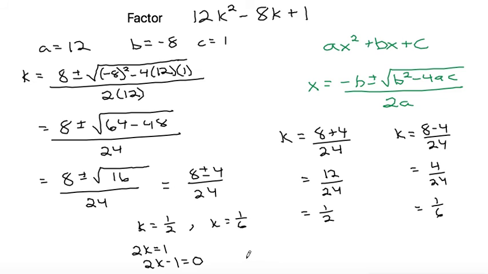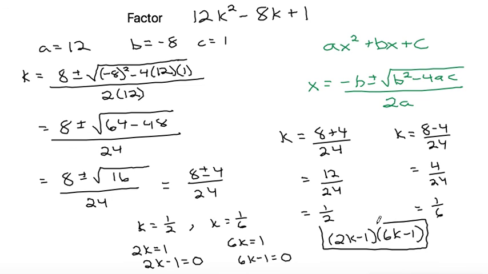Same thing for k is equal to 1/6. We can multiply both sides by 6 to make 6k is equal to 1, and then subtract the 1 over to make 6k minus 1 is equal to 0. So our factorization, the final answer, would be multiplying these two binomials together. That would make 2k minus 1 times 6k minus 1. So that is the factorization of the given quadratic.